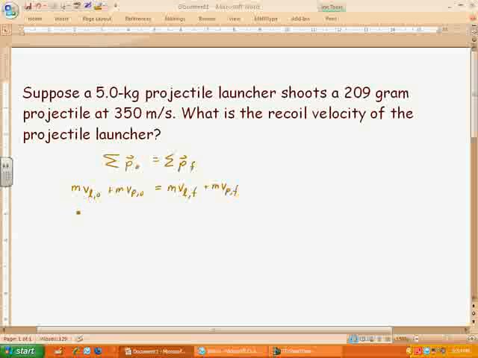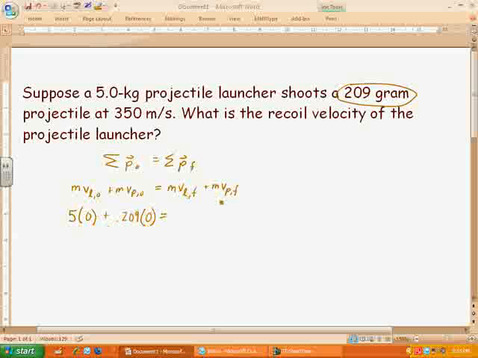We know that the launcher has a mass of 5 kilograms and that at the beginning it's at rest. The projectile has a mass of 209 grams, which is 0.209 kilograms, because we want it to be in kilograms, times its initial velocity, which is 0. So initially everything adds up to 0, right?